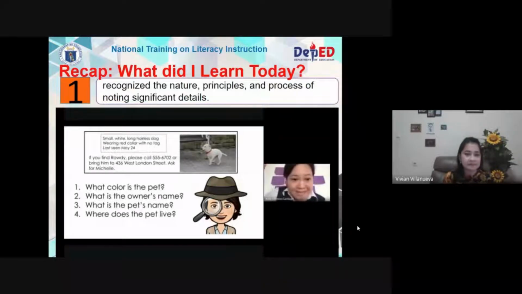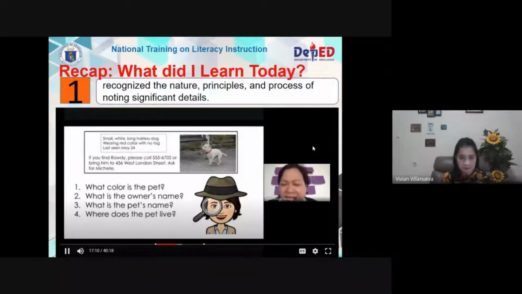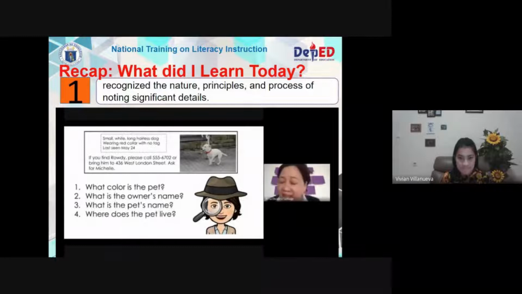Who can read the second question for us and respond in a complete sentence for the answer being asked from you here for number 2? Go ahead, Callista. What is the owner's name? The owner's name is Michelle. Good job, Callista. Callista, what gave away that answer? What clue helped you in finding out that it's Michelle and not Rowdy who was the owner of this pet?